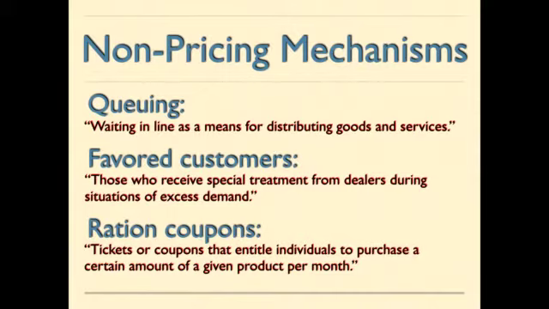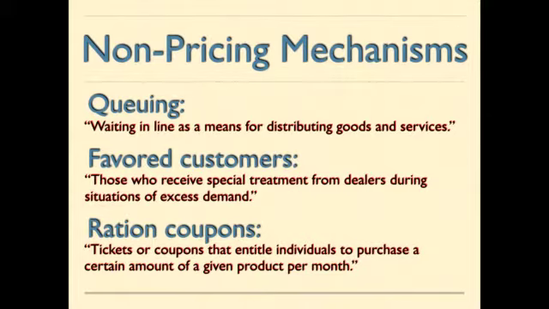And a final non-pricing mechanism for the distribution of goods and services is ration coupons. This occurred in the United States during World War II, where people would get coupon books to allow them to buy gasoline, sugar, any number of other products that they needed during the wartime shortages.